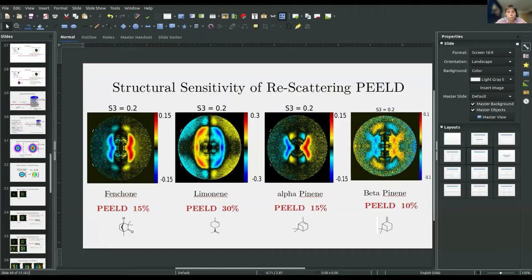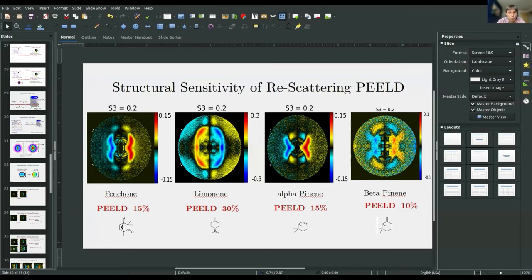Hi. Thank you for the nice talk. On the slide that you have right now, can you guess, or do you have an idea, why the chiral response in limonene is pretty much twice the chiral response in the other ones? So the elliptical dichroism is twice as large in limonene as in the other molecules. Do you have an idea why this is happening?